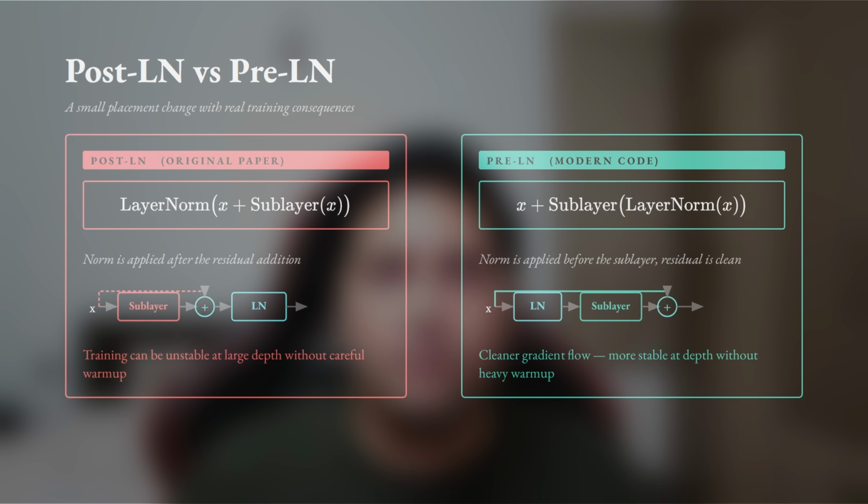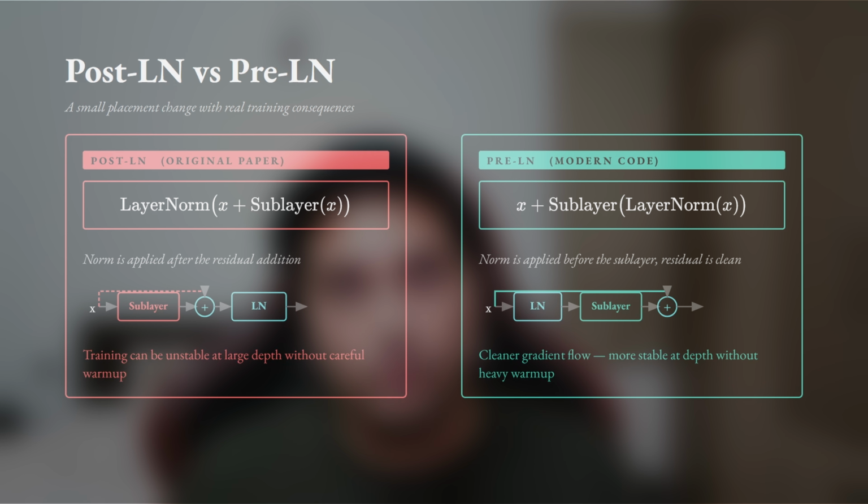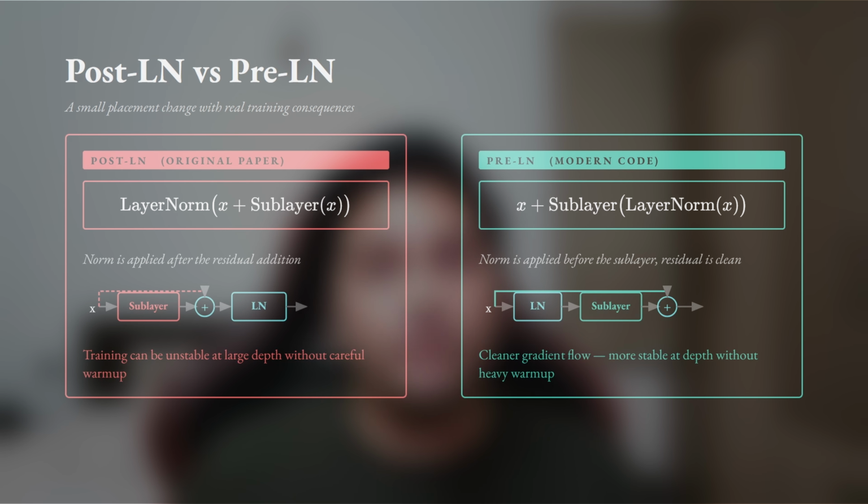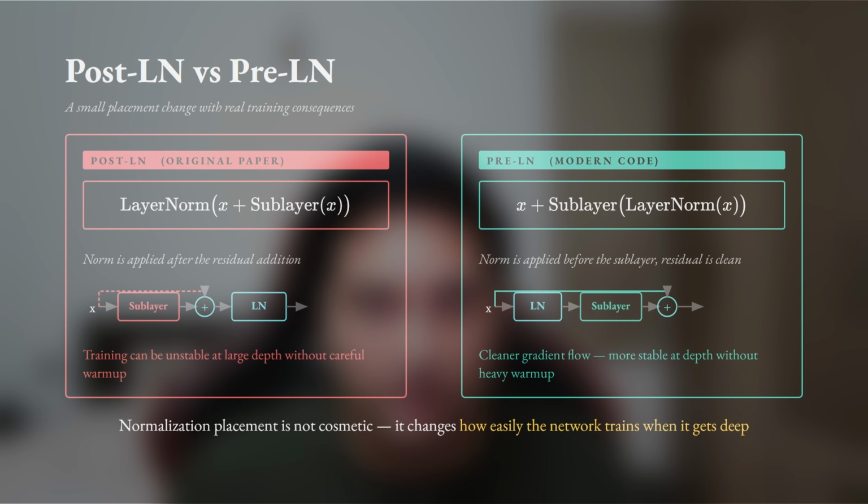Look at the mini diagram. X enters, immediately passes through layer norm, then through the sublayer, and the result is added back to the raw X. Because the residual path carries a raw unnormalized value, the gradient flows back through the addition without interacting with any normalization. This makes gradient magnitude much more predictable across many layers, and a pre-LN model trains stably at depth without requiring the careful learning rate warm-up that post-LN demands.